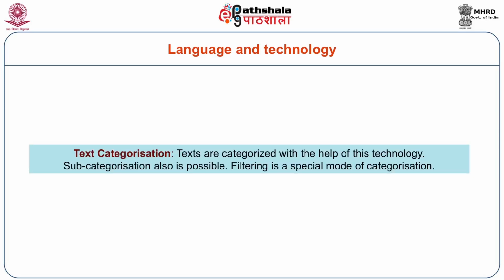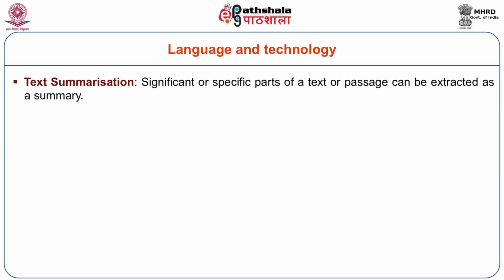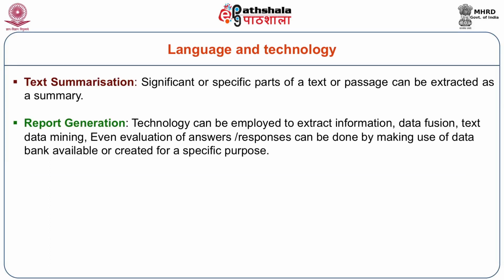Then we have text categorization, where texts are categorized with the help of this technology. Subcategorization also is possible. Filtering is a special mode of categorization. Text summarization: a significant part of a text or passage can be extracted as a summary. Report generation: technology can be employed to extract information, data fusion, text data mining.